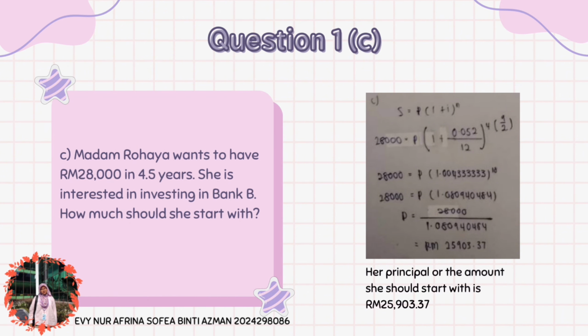After that, we will insert into the calculator again, and we will get 28,000 equal to P, open bracket, 1.080940484, close the bracket. After that, 28,000 has to be divided by 1.080940484. Then we will get 25,903 ringgit and 37 cents.